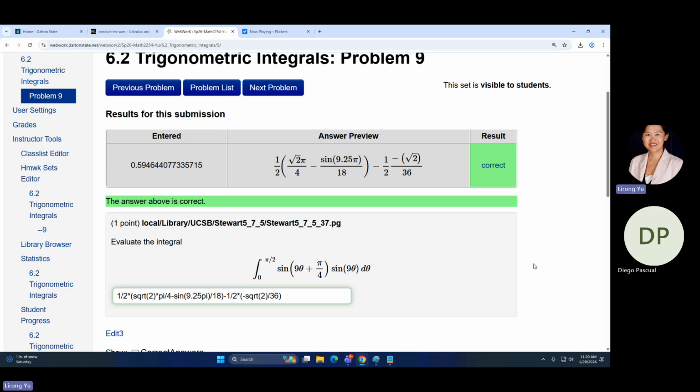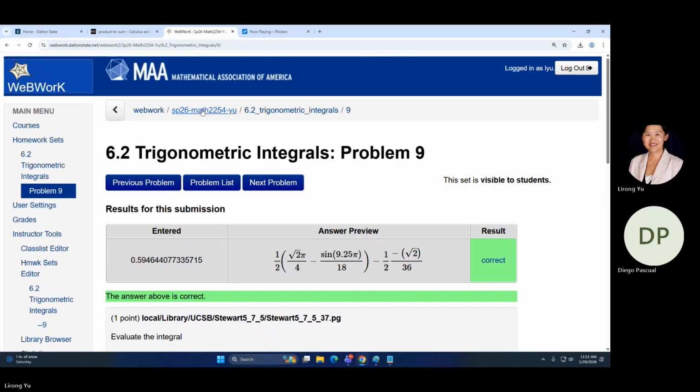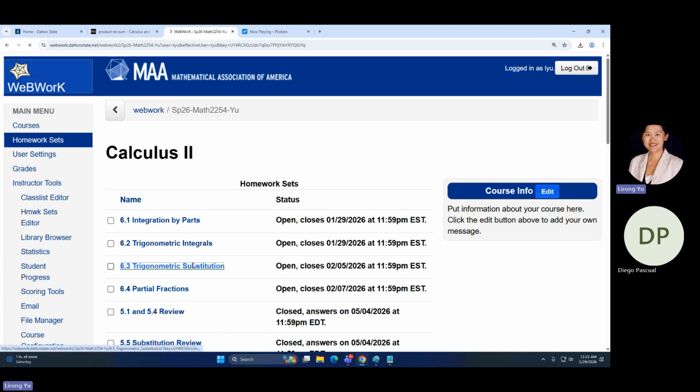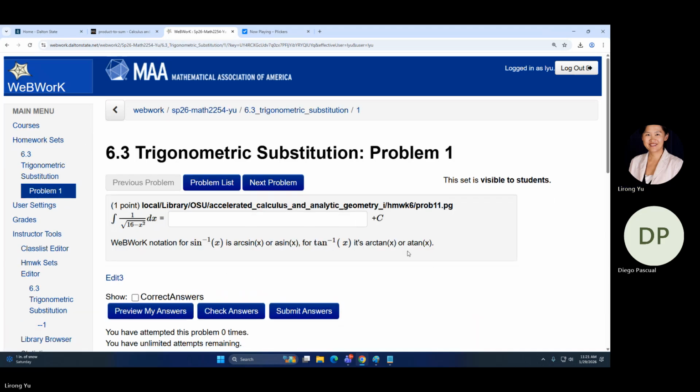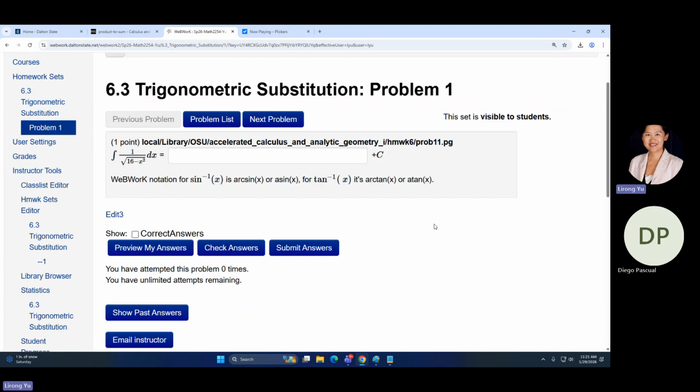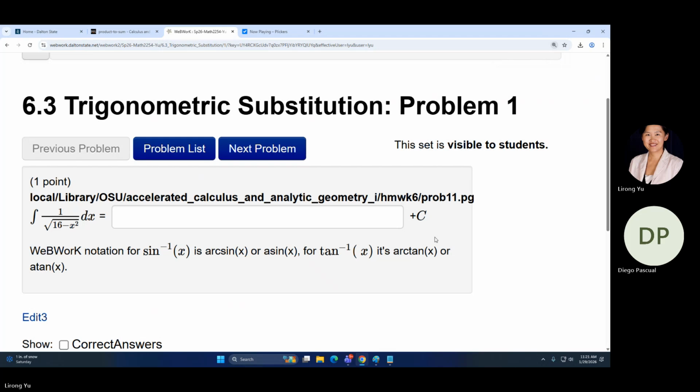So this one applied the product to sum. Any other questions from Zoom? 6.3. Which one? Number 1. Question 1. So that was root of a number minus a square. Options.